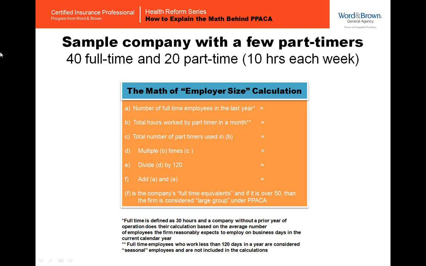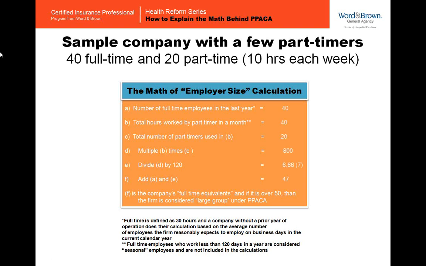In reality, employers are going to have to track part-time hours in all sorts of unusual ways, 2 hours here, 3 hours there, 5 hours there. Full-time employees that work maybe only 4 days a week or three or five or whatever it may be. It's going to be a lot of tracking of hours in order to do this calculation. But for simplicity's sake, we're going to make it easy. 40 people working full-time, 20 part-timers, each one working 10 hours each week.